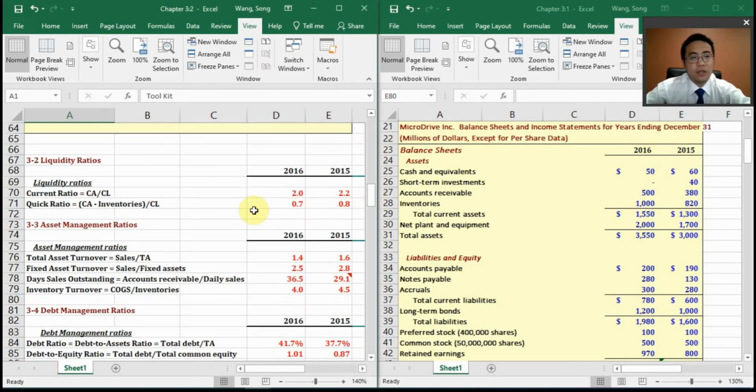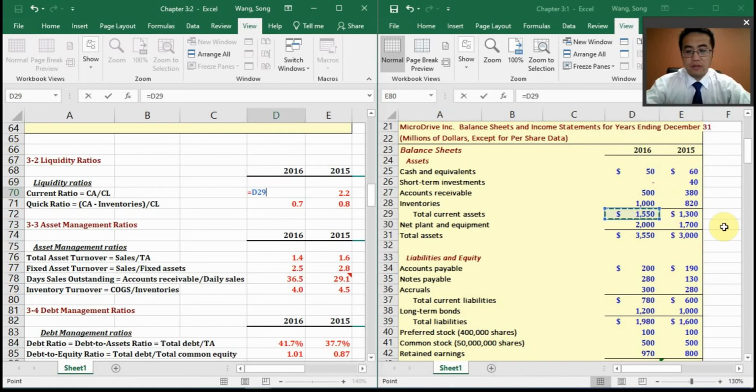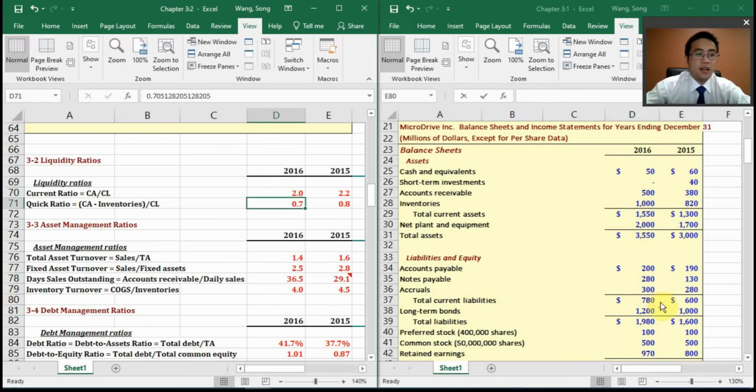So the first ratio you need to calculate is the current ratio, and that's one of the liquidity ratios. And by the way, liquidity ratios measure the firm's short-term ability to pay off its short-term obligations, and it is the current assets over current liabilities. So if you check the balance sheet on the right, then you'll see the current assets is right here, 1550, divided by the current liabilities, right here, 780. So just to check the two cells I selected. And then I hit enter. You will see the number output is still 2.0, but there is a formula built in there.